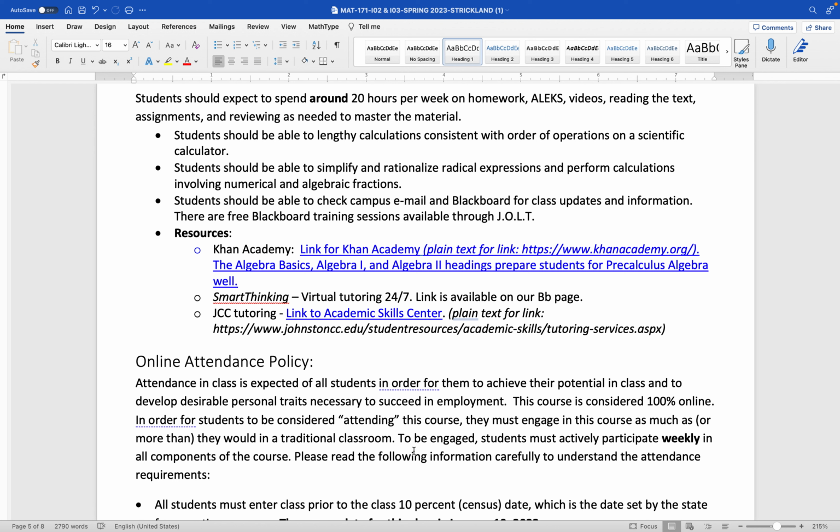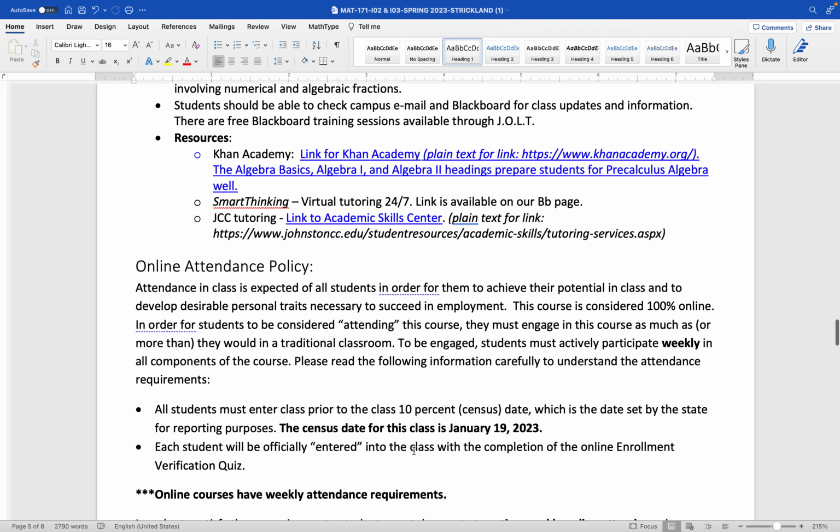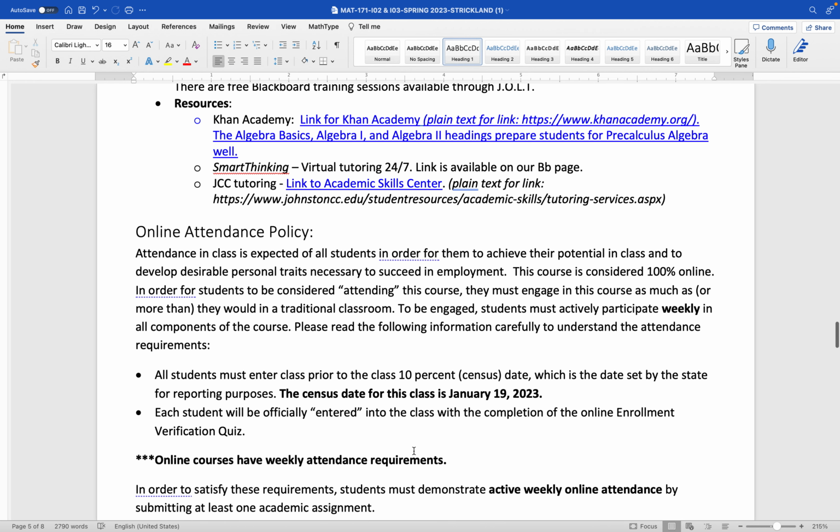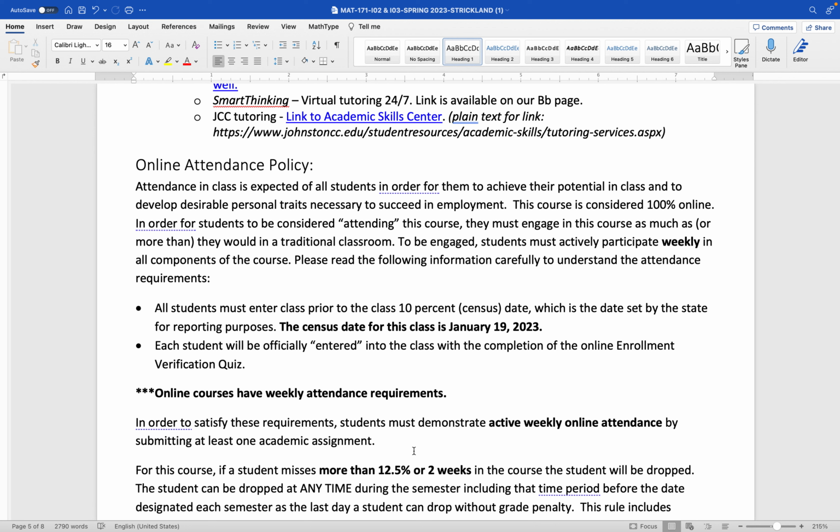including Math 171. Now, for the online attendance policy, attendance in class is expected of all students in order for them to achieve their potential in class and to develop desirable personal traits necessary to succeed in employment. This course is considered 100% online, and in order for students to be considered attending this course, they must engage in this course as much as or more than they would in a traditional classroom setting. To be engaged, students must actively participate weekly in all components of the course. Please read the following information carefully to understand the attendance requirements.